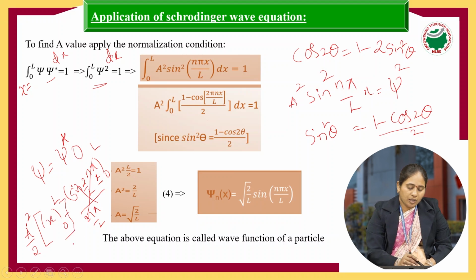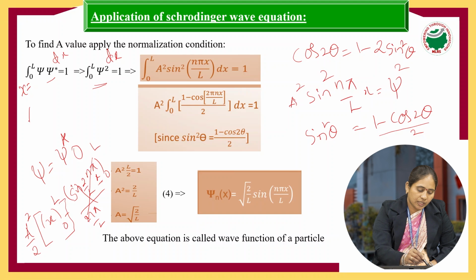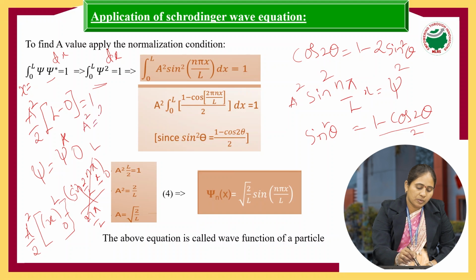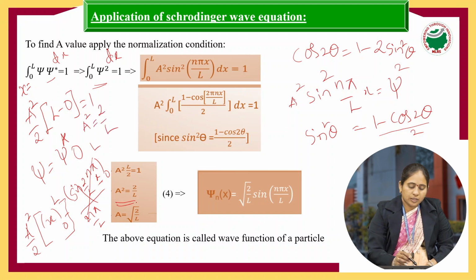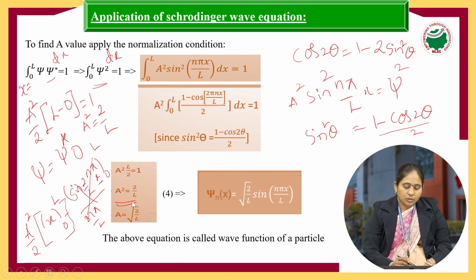So in place of the upper limit you substitute L, for the lower limit substitute 0, then what you will get is a square by 2 into L minus 0 is equal to 1. So finally a square is equal to 2 by L, so a is equal to root 2 by L. So you got the value of the arbitrary constant a, root 2 by L.